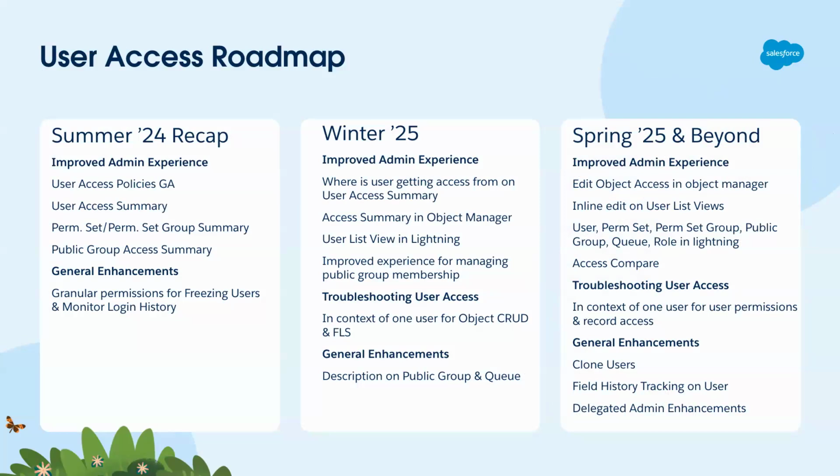Just so you know where we are, we're about 3/4 of the way through developing for Winter 25 right now. We're continuing improving the admin experience for user access. On the user access summary, you will be able to see where a user is getting access from. So it's great that you're able to see a user has all these permissions, but how are they getting access? You'll be able to tell that right from the user access summary.